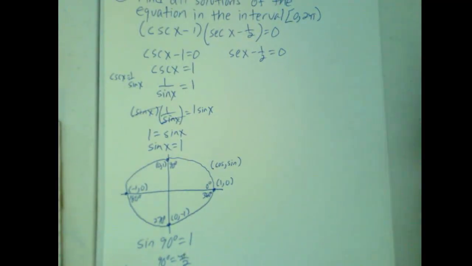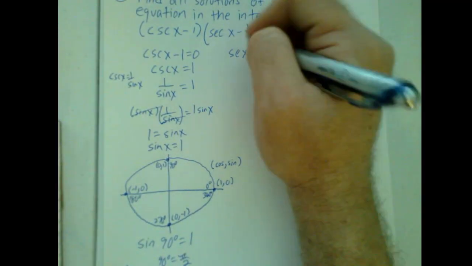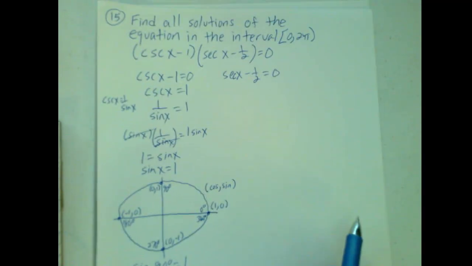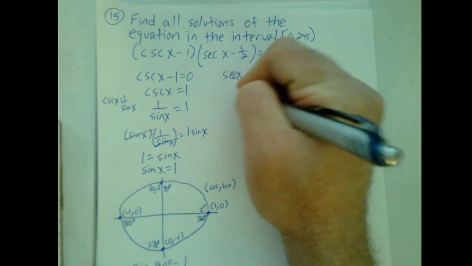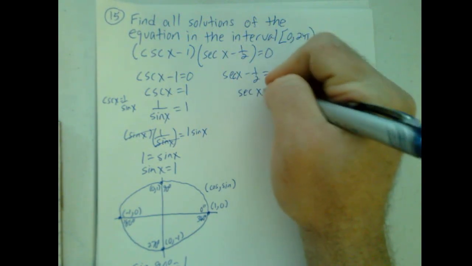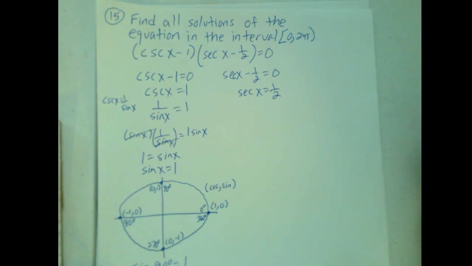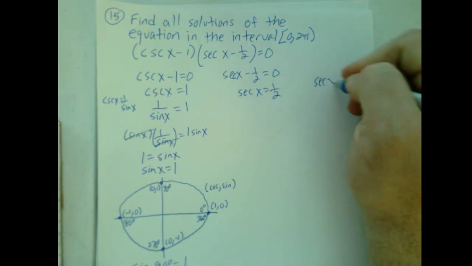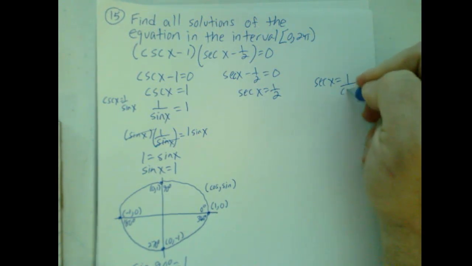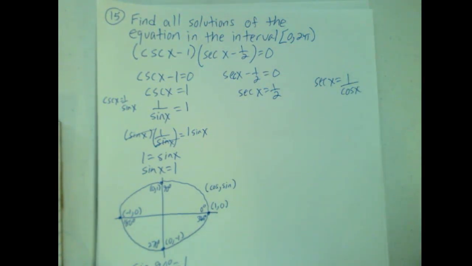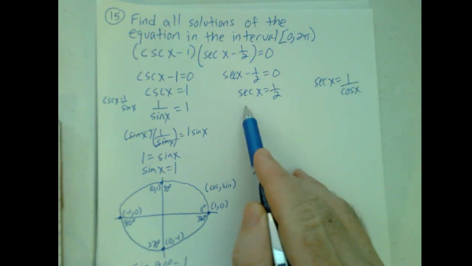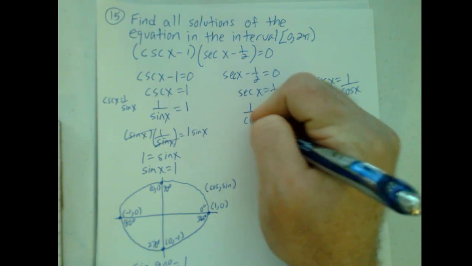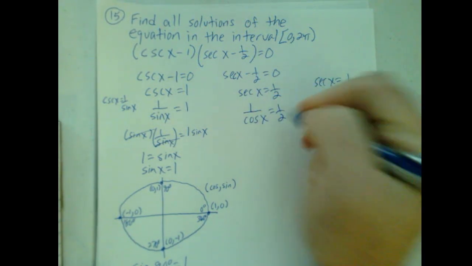Alright, now we go over here and focus on secant x minus 1/2 equals 0. So we're going to add 1/2 to both sides. So that's secant x equals 1/2. Now from our trig identities, secant x equals 1 over cosine x. So we're going to substitute 1 over cosine x in for secant x. 1 over cosine x equals 1/2.